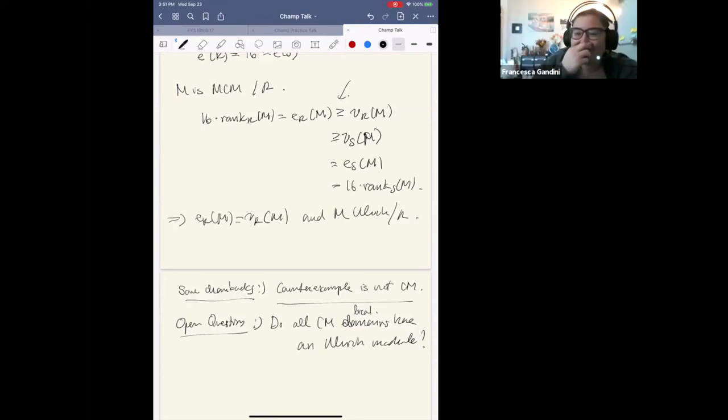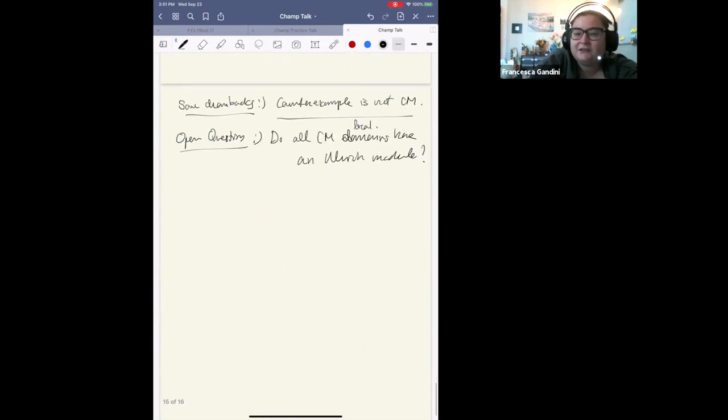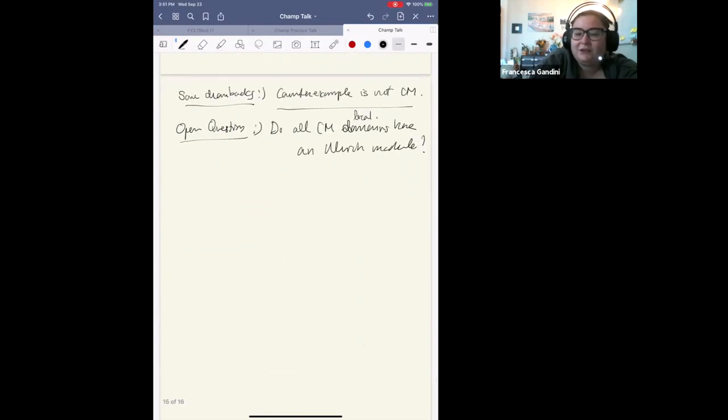Can I ask a combinatorial question? Sure. Is there a combinatorial interpretation for the counterexample that you found? Is there some kind of graph associated to the exponents, or some other combinatorial reason that would lead you to think about that?